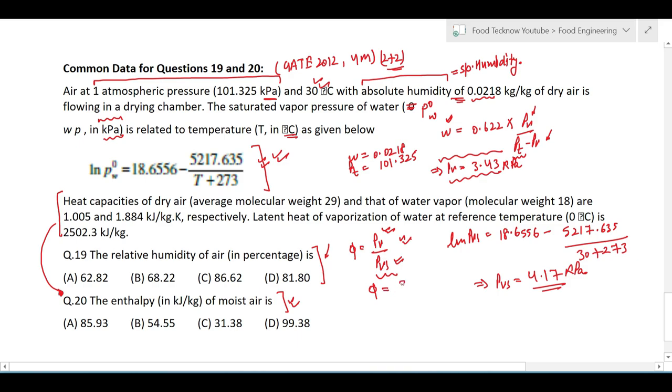So it is 3.43 divided by 4.17 kilopascal. So it comes out to be 82.08. 82.08 is the answer, but as this answer is not matching with any of the options, so by this logic, the approximate nearest value to this answer is D.